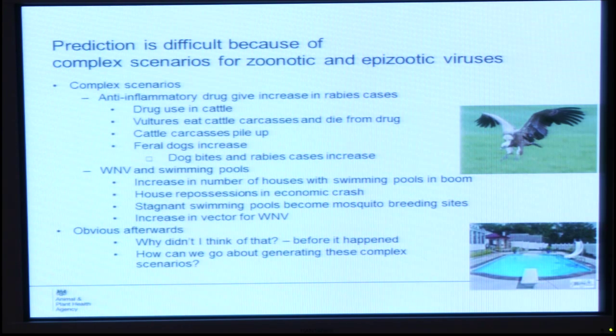Another example I like is West Nile virus in swimming pools in California. So during the economic boom in 2005, 2006, a lot of houses were built with swimming pools. Then they were all repossessed in the crash. The swimming pools became stagnant and became mosquito breeding sites with an increase in the vector for West Nile virus.